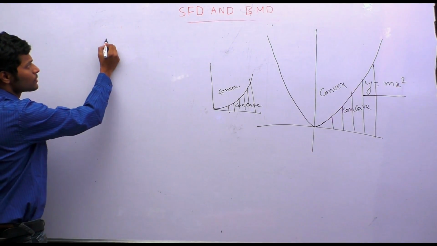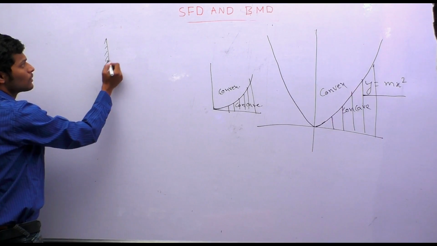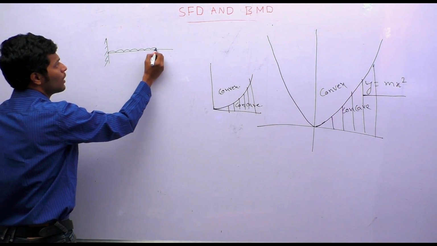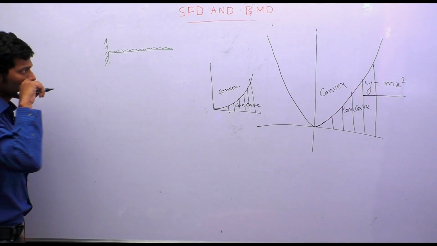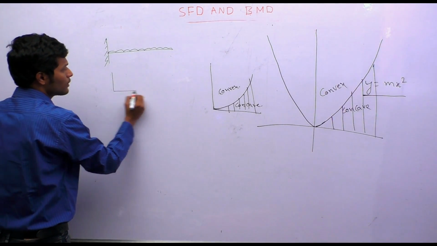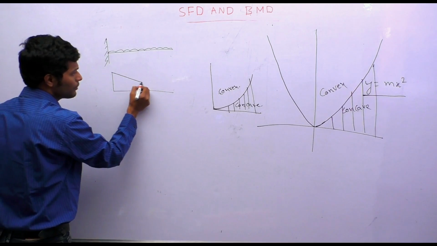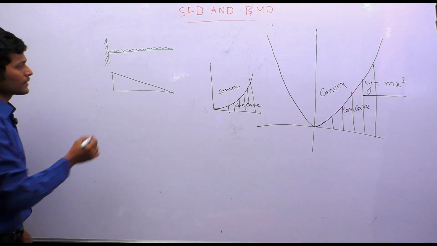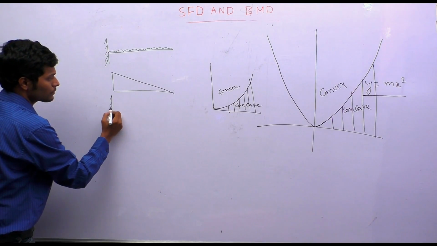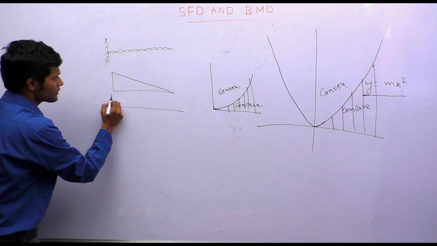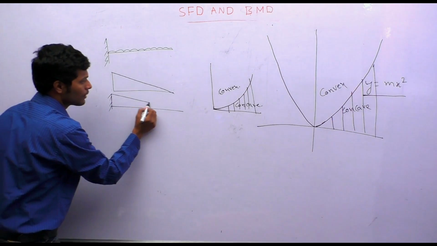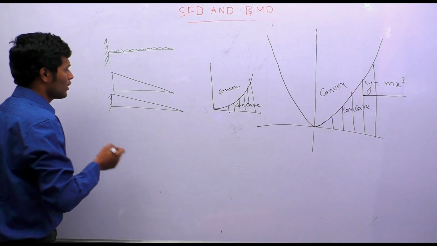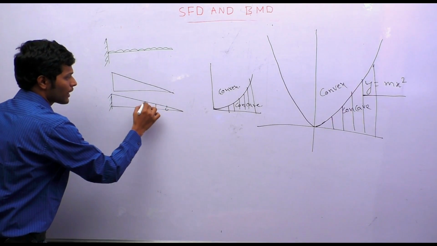So suppose if there is a UDL for me, okay, then we know that the shear force diagram will be a triangle and it looks like this. Suppose if it is a triangle, then we know it is a 2-degree parabola, but we do not know the shape. So this is a loading diagram.